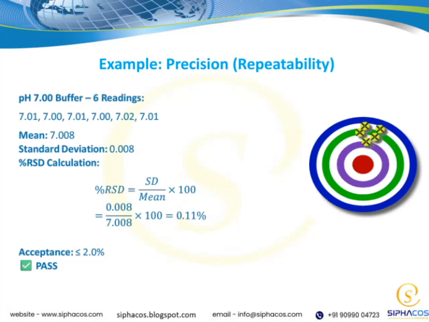Let's take a look at this example of precision, specifically repeatability. When we talk about repeatability, we're referring to how consistently a process or measurement can produce the same results under the same conditions. It's a key aspect of precision because it shows that our method is reliable and stable over time. Think of it as hitting the same target multiple times. The closer those shots are to each other, the higher the repeatability.